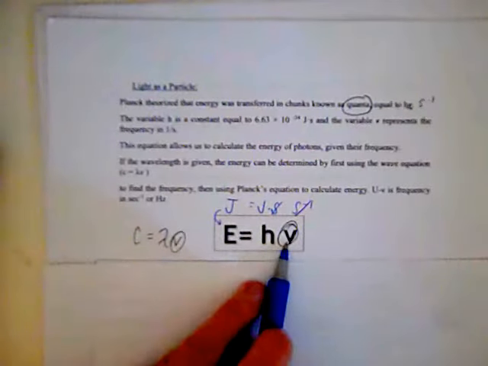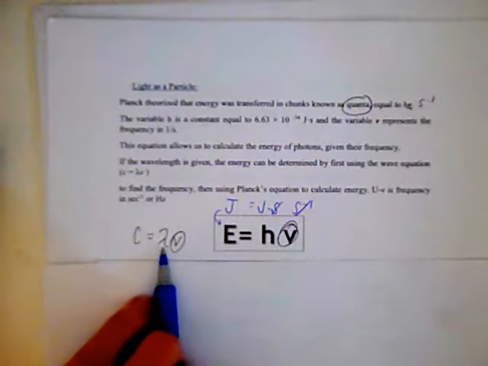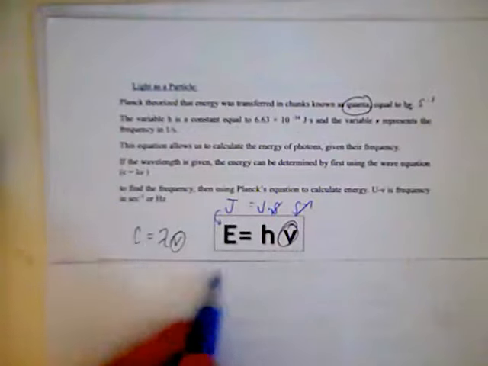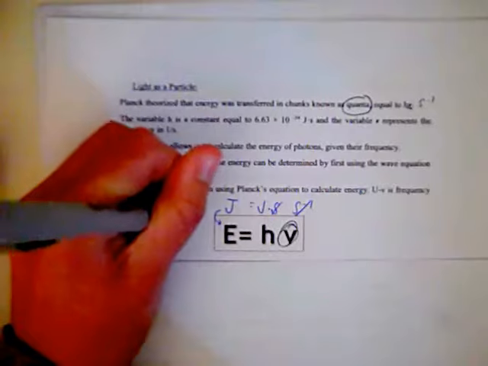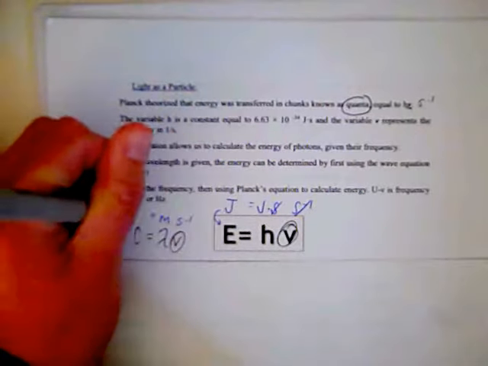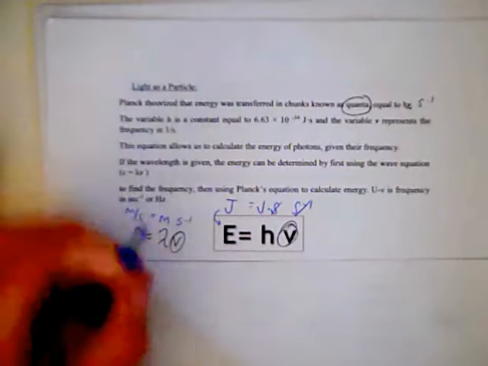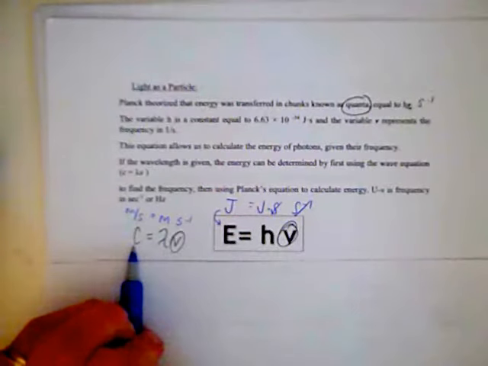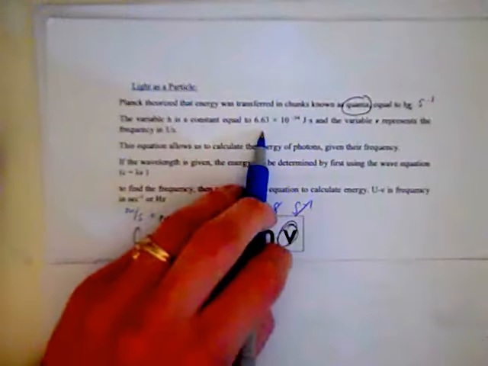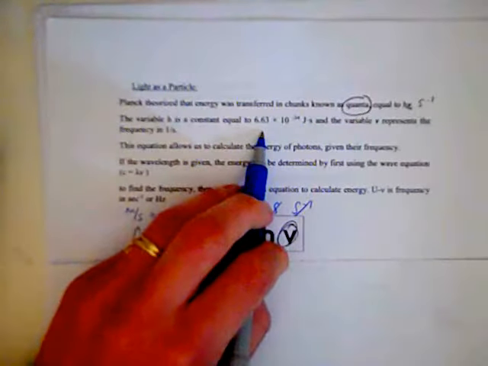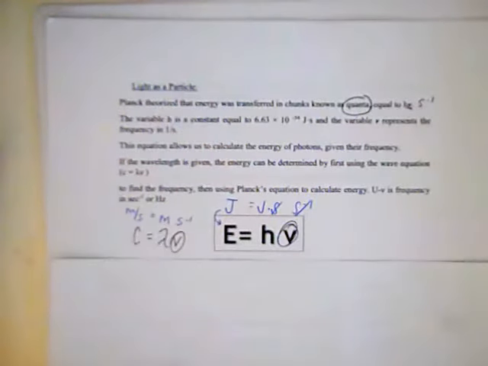Again, if you don't have the frequency, but you have the wavelength, you can just use this equation we've been using to define that. This is meters, and this is seconds to the negative 1, so this is meters per second. And remember, this is the constant 3 times 10 to the 8th, and this is a constant 6.63 times 10 to the negative 34th joules times seconds.